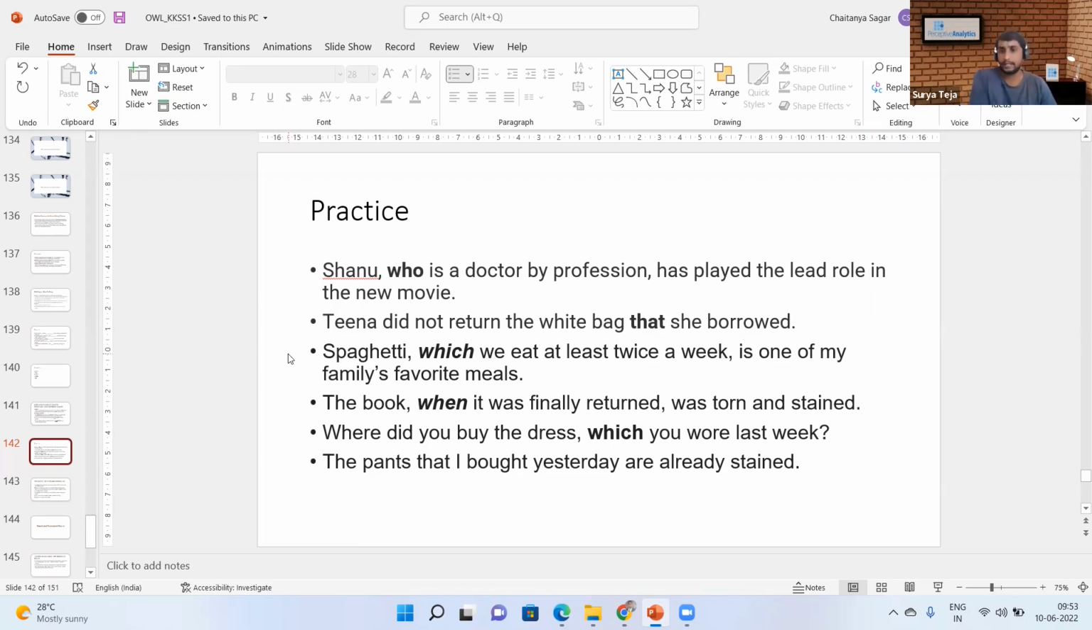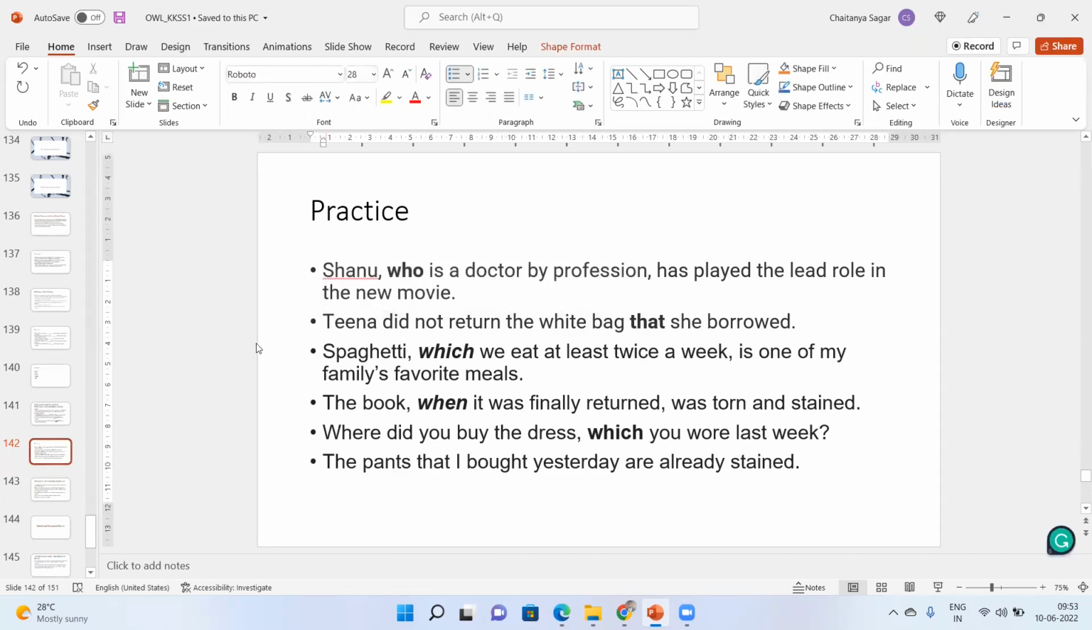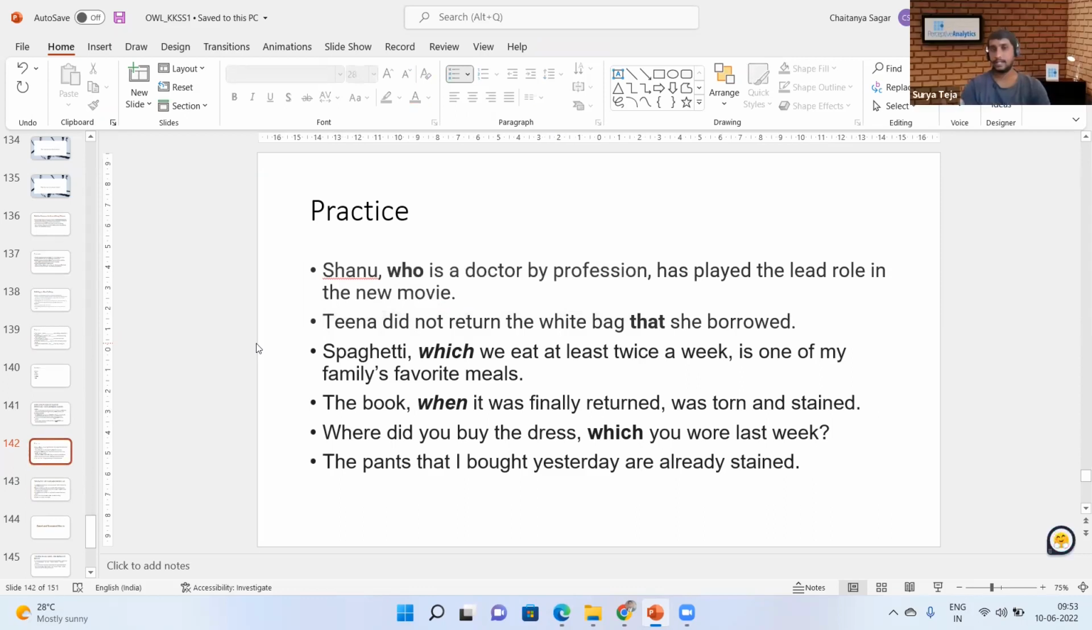And we'll see the second one. Tina did not return the white bag that she borrowed. So is that right? I think it's correct. Okay. So Tina did not return the white bag. If we just stop there, which white bag? Why should she return? Because this raises some other questions also. Did she borrow it, or borrow it from someone, or is it her own? If it is her own, why would she not return it? So it still raises the question. The second part is answering that question.